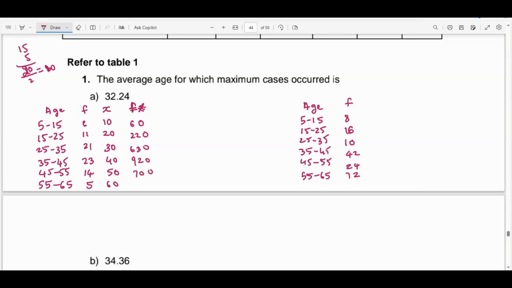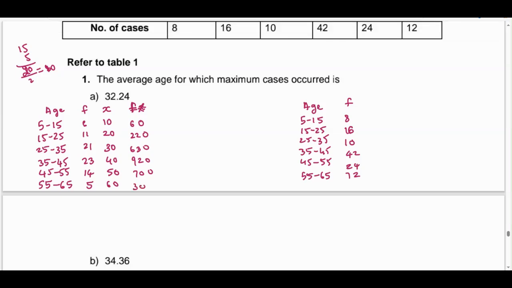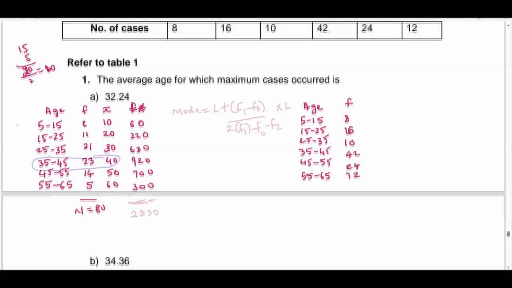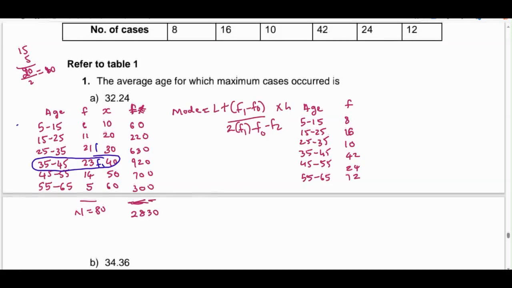Then 5 into 6 is 30, 300. So now when you add the frequency, you get n as 80, and when you add this fx, this will become f1, the above one will be f0, the one below will be f2. Then what will be the lower frequency? That will be 35, L. Then h will be the class difference, that is 15 minus 5 is 10. So h will be 10.